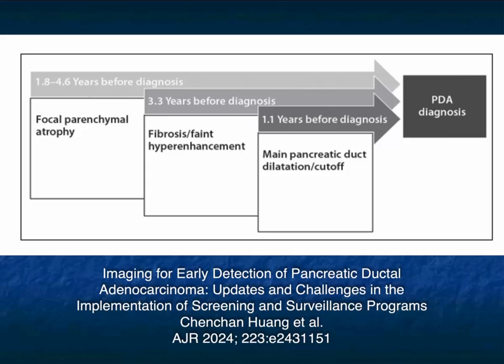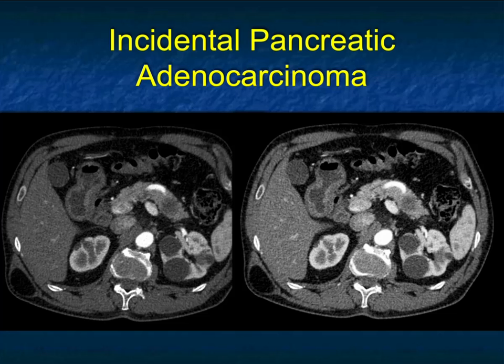But again, what's important, as this article shows, that I mentioned a few moments ago, is to look for the things early. Here they say 1.8 to 4.6 years before diagnosis, there's focal atrophy. At 3.3 years, there's fibrosis and even maybe faint hyperenhancement. And a year before diagnosis, there may be duct cutoff. So again, there are subtle findings beyond seeing the mass. And I think one of the things we're looking at with AI is, can we pick up these subtle findings? So it's not just seeing what the radiologist can see now. That'd be good if you can train the AI to be as good as us. But what we're looking to do is make AI better than us.